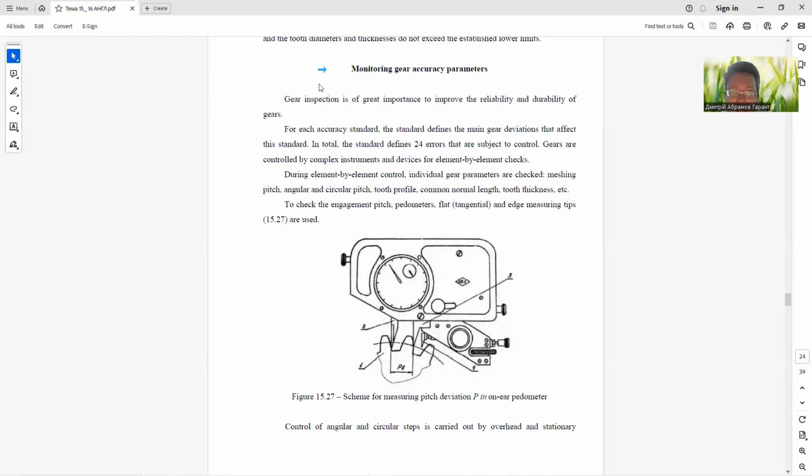Next item, monitoring gear accuracy parameters.